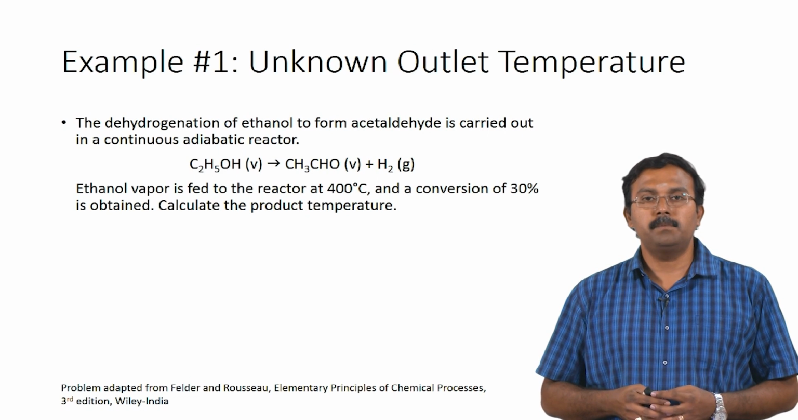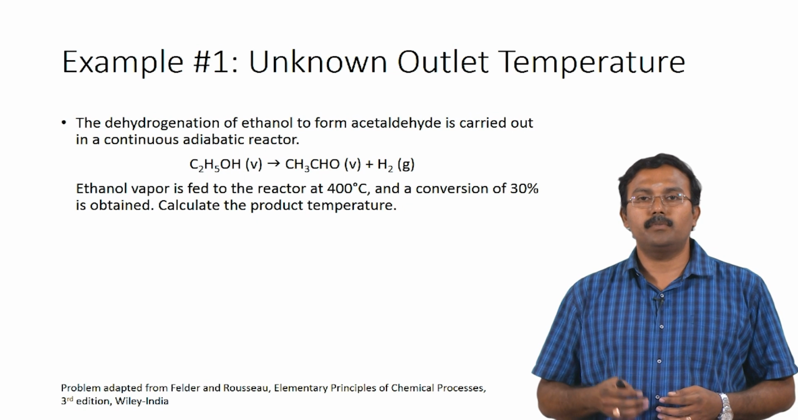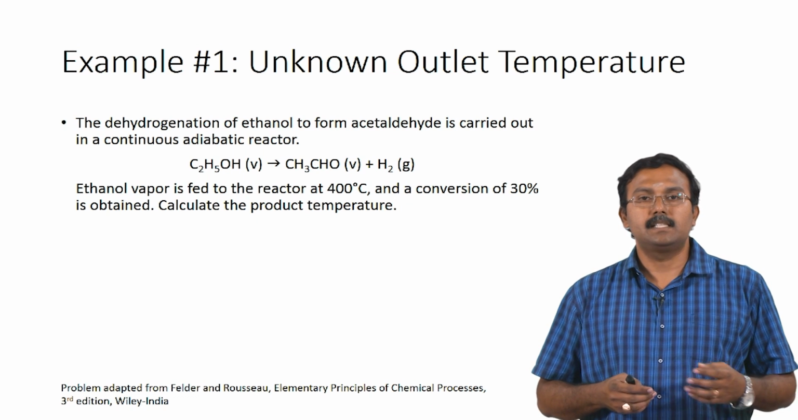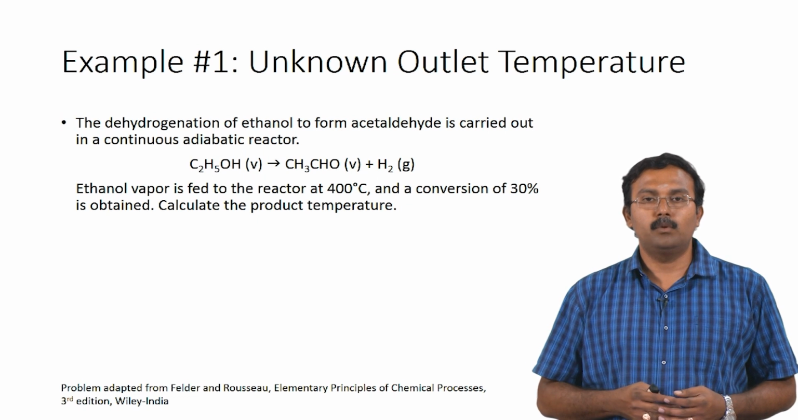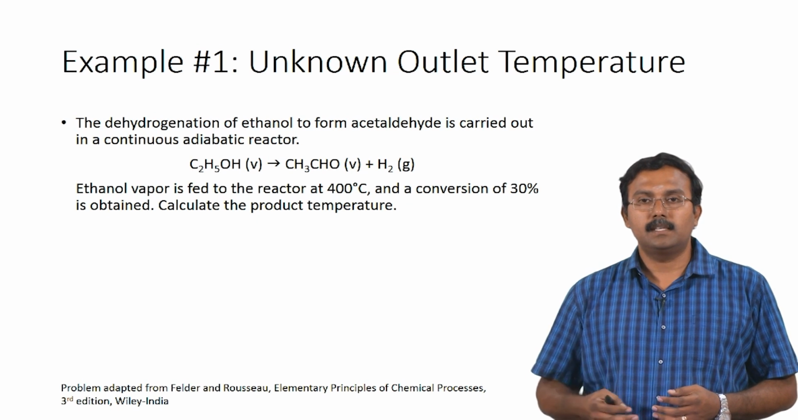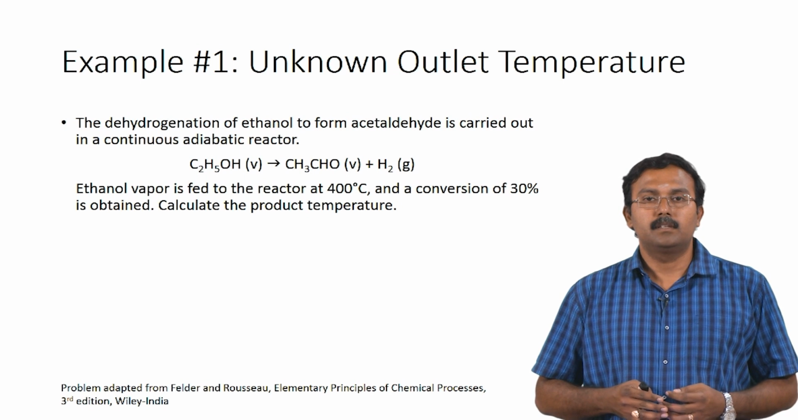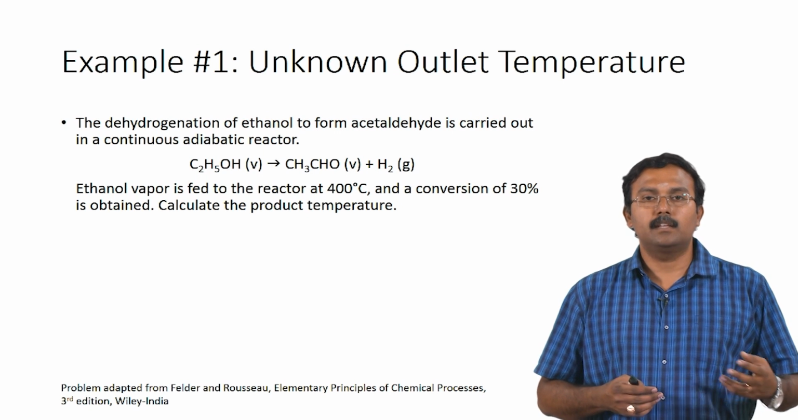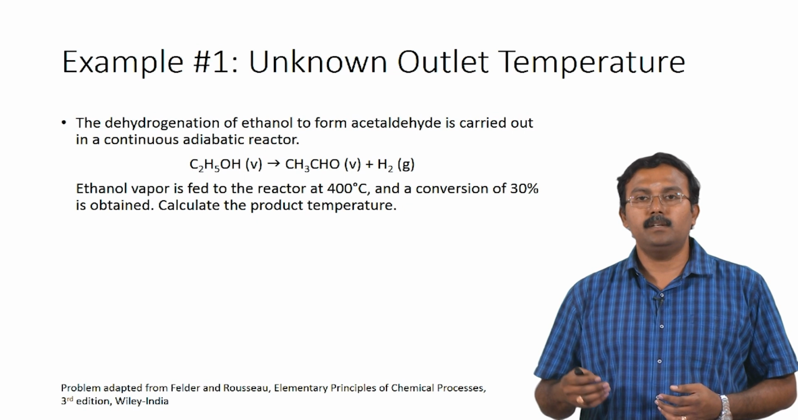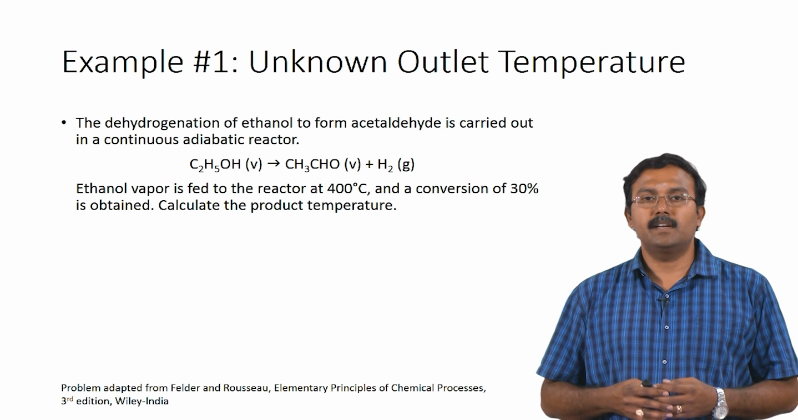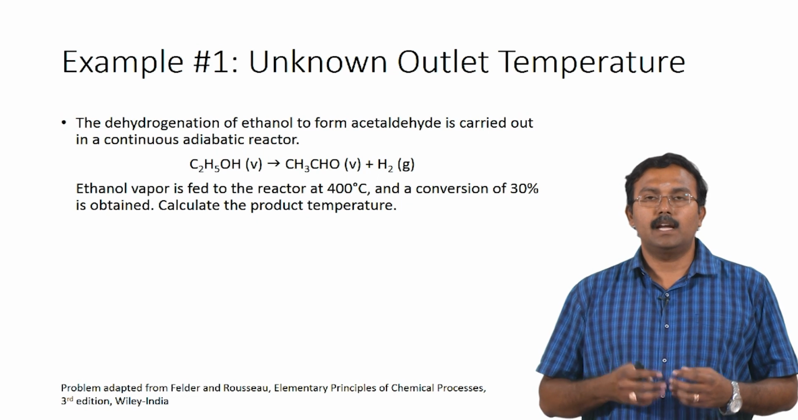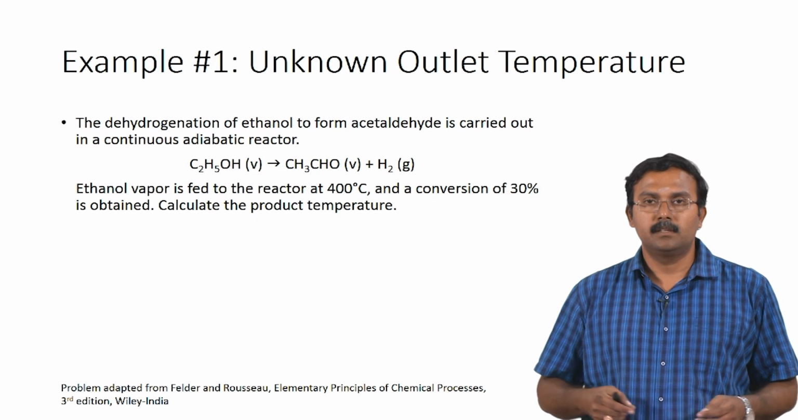The problem statement says that the dehydrogenation of ethanol to form acetaldehyde is carried out in a continuous adiabatic reactor. You have 1 mole of ethanol forming acetaldehyde and hydrogen. All of these are in gas phase. Ethanol vapor is fed to the reactor at 400 degrees Celsius and the conversion is given as 30%. You are asked to calculate the product temperature.